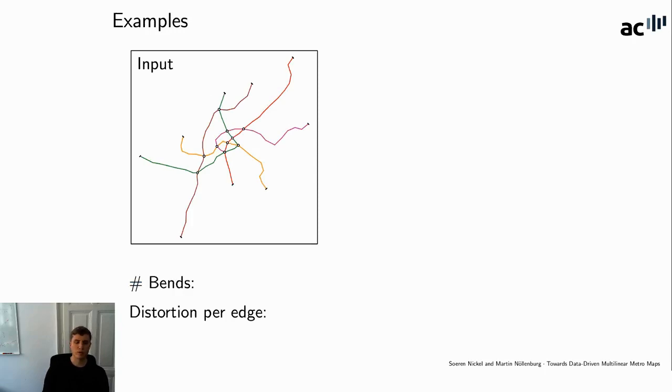Now I want to go through a couple of examples that were created with the system that we designed, and I will always give the number of total bends in the solution and the distortion per edge, which is the actual average difference in angle for every single edge between the slope it has in the input and the slope it has in the output. All these examples are the current metro system of Vienna.